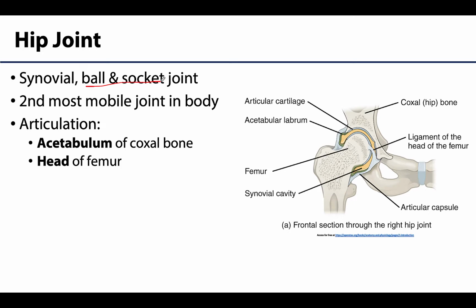The stability is very dependent on a variety of things, such as accessory structures, which we will talk about in a moment, but it also has to do with the fit of the articulating bones. And so you have this relatively deep socket, which is the acetabulum of the coxal bone, and that is going to allow the fit of this large head of the femur. So those are the two articulating bones.